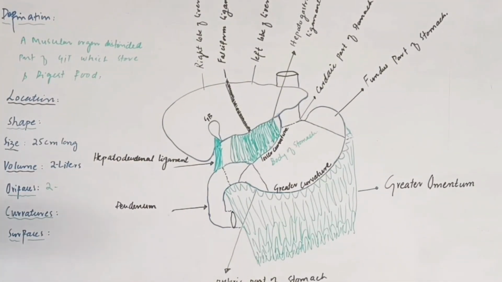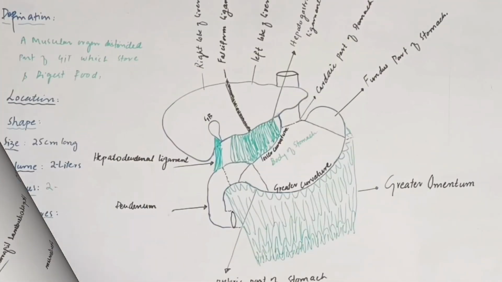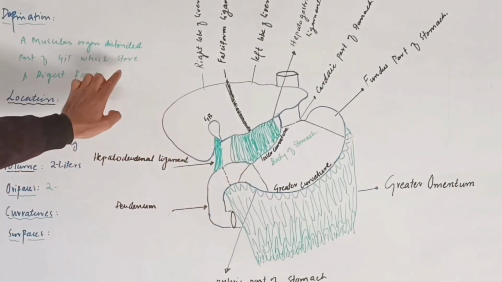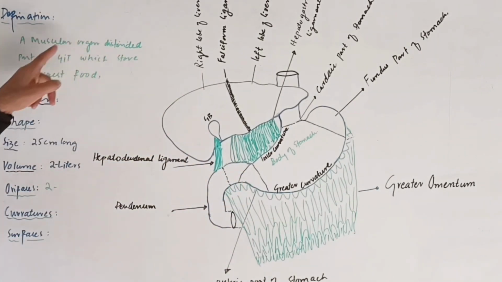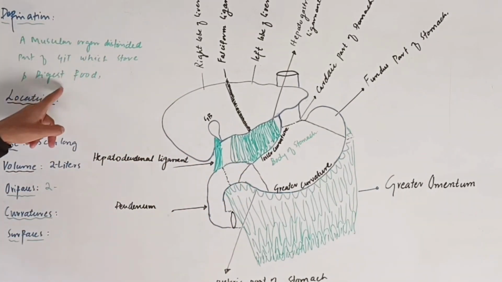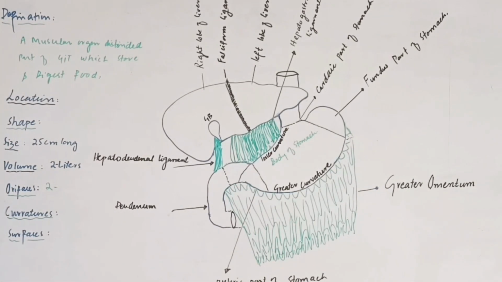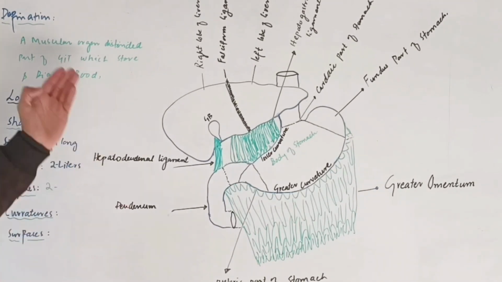In this video I am going to talk about the anatomy of the stomach. So first I am going to define the stomach. It is a muscular distended part of the GIT which stores and digests the food. The dilated part of the digestive tract which stores and digests the food. So this is the definition of the stomach.